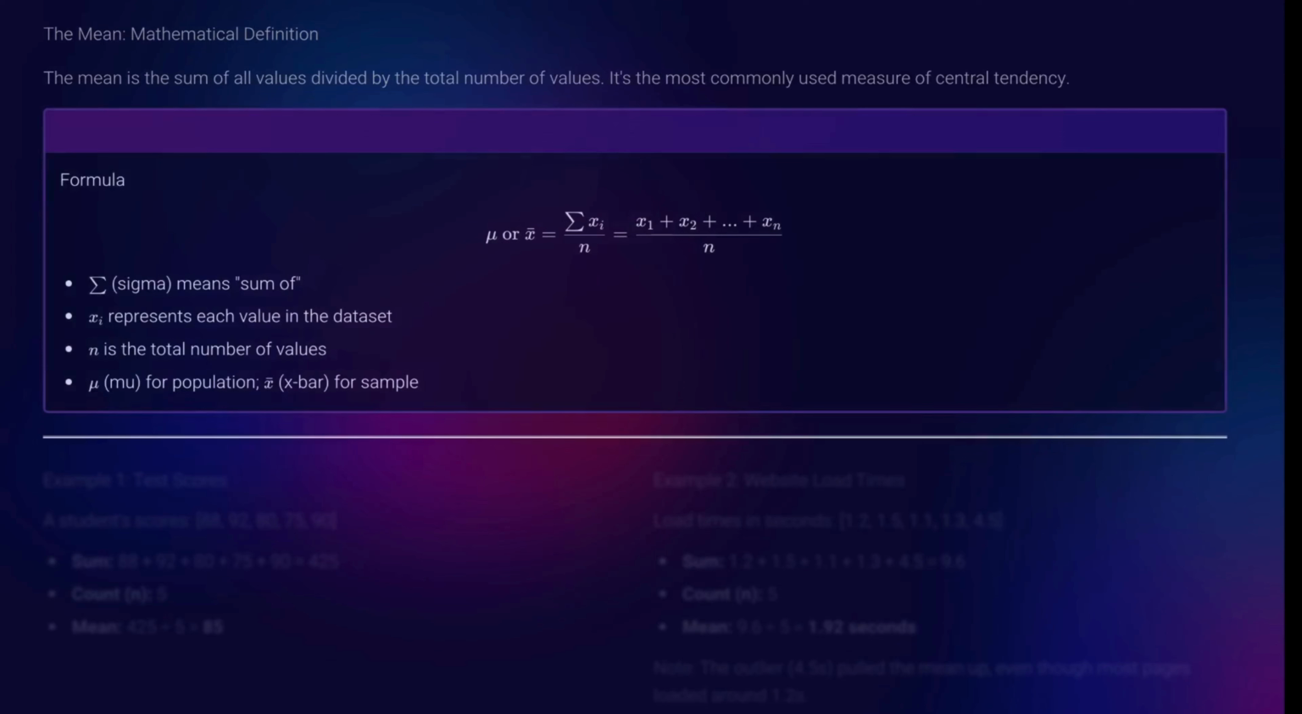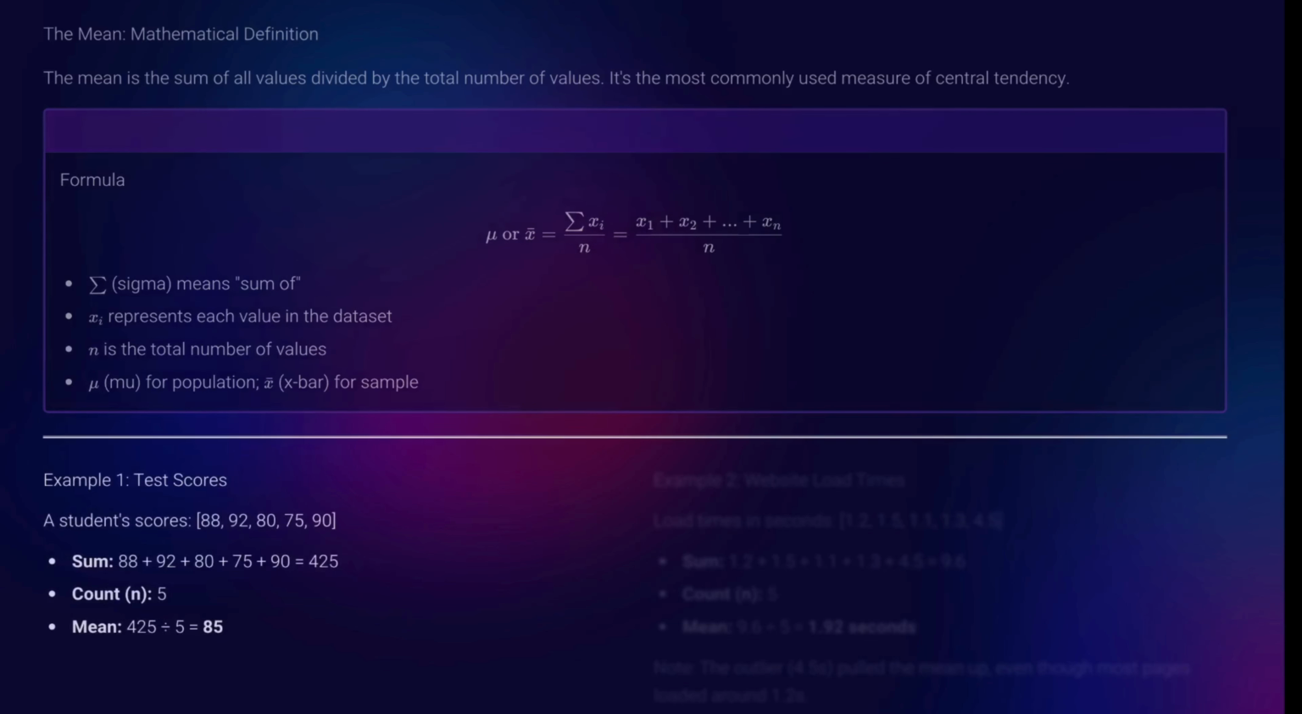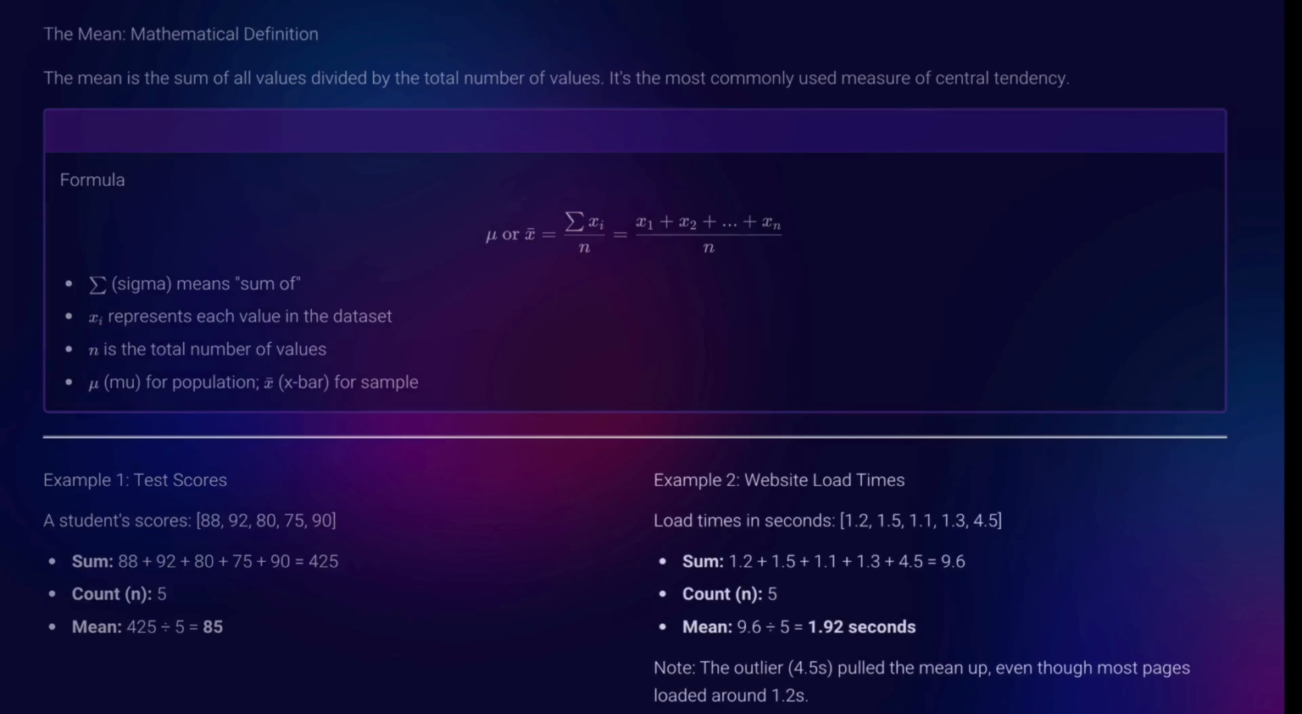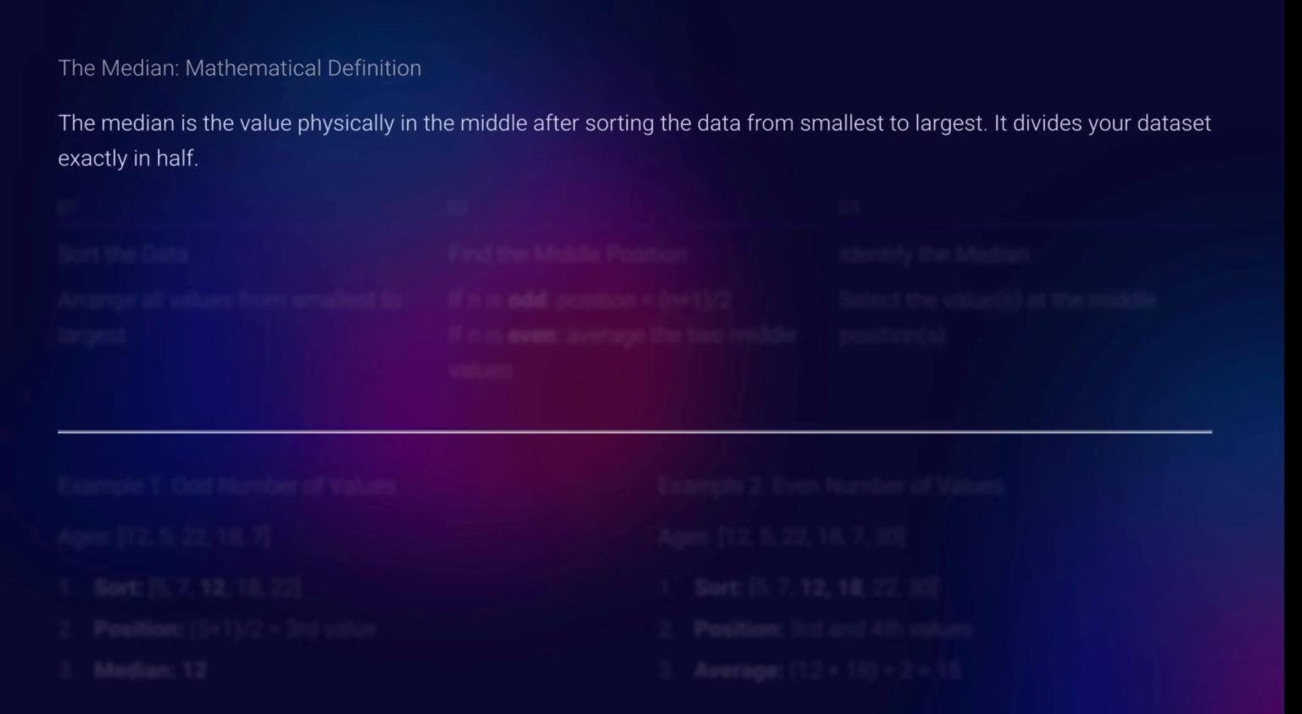Now, let's look into the mathematical definition. This is the formula of mean. The sigma means sum of, xi means each value in a data set, n is the total number of values, mu for the population, and x bar for the sample. These are examples 1 and 2. You can probably pause this video and check this problem out.